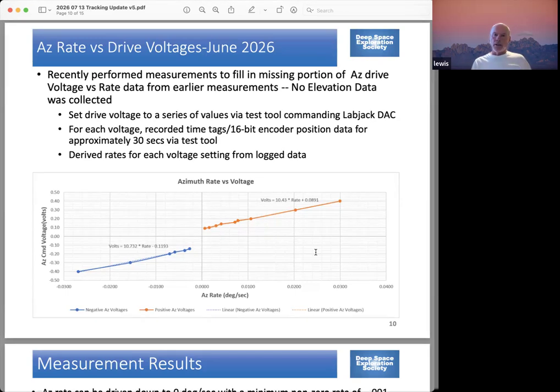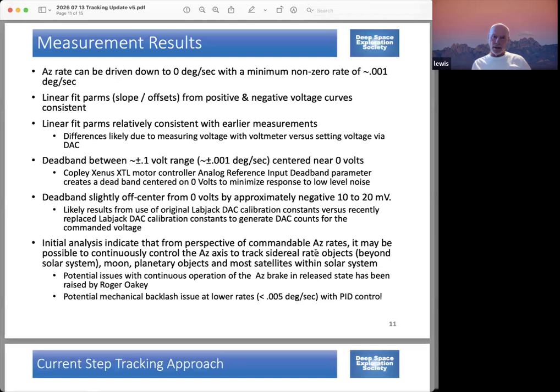Then we basically derived the rates in the same way we did earlier. We took the time tag data and measured how quickly it changed in the position data. Then plotted it. This plot is the data we collected. It's zoomed in a little more, and what it basically shows is you can see the curves have roughly the same slope, but their y-intercepts are different. And if we go on to the next slide, we see the words for that.